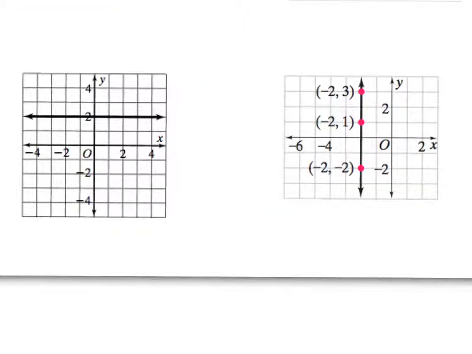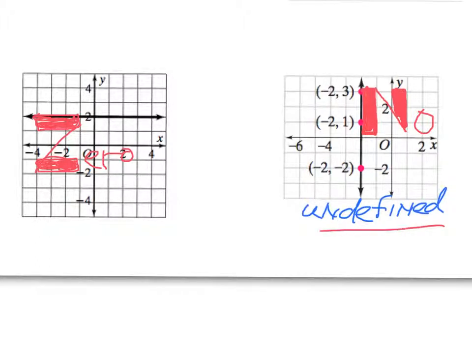This slope is known as a zero slope. And I exaggerate the z in this way to help me memorize zero slope. This slope is described as no slope, so I emphasize the n in this manner to help me memorize no slope. No slope is also called undefined.